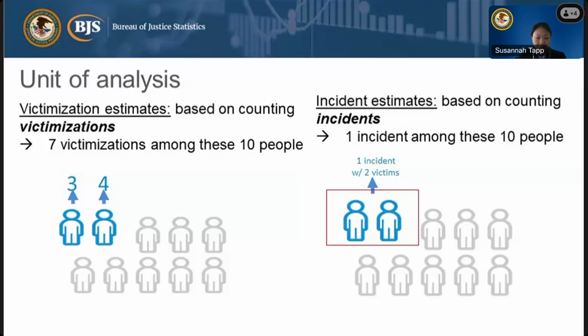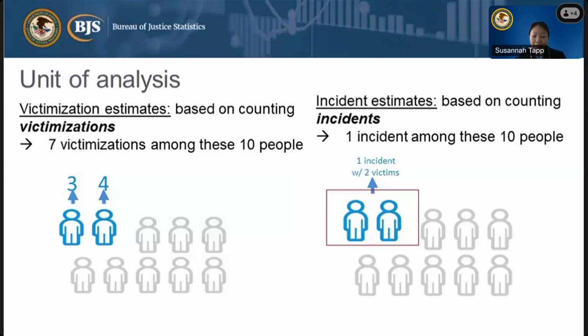extreme outliers. So in this figure, you can see person 1 experienced 3 victimizations and person 2 experienced 4. So out of these 10 people, we would say that they experienced 7 victimizations. This is different from incident estimates, which are based on counting incidents, because one incident can include multiple people. If you and your partner, who is also participating in the NCVS, are both robbed at the same time, we don't want to count that as 2 robbery incidents.